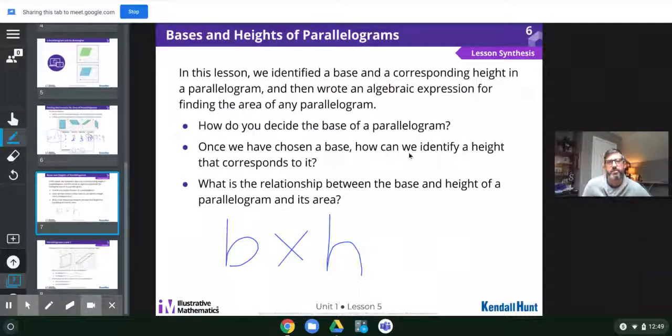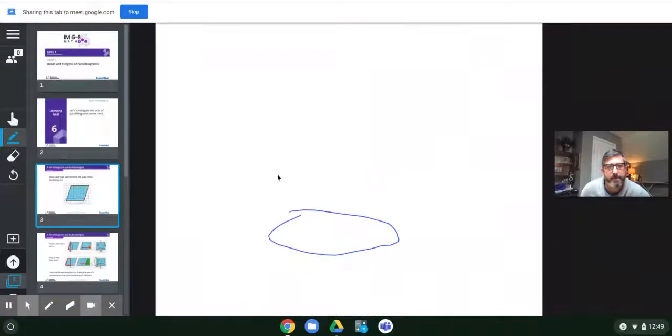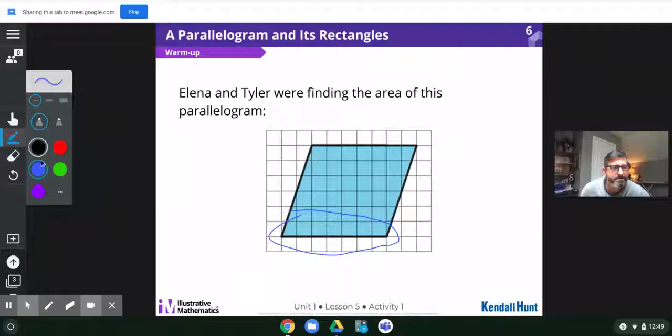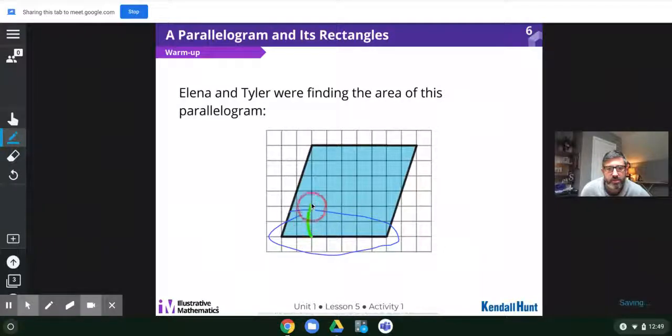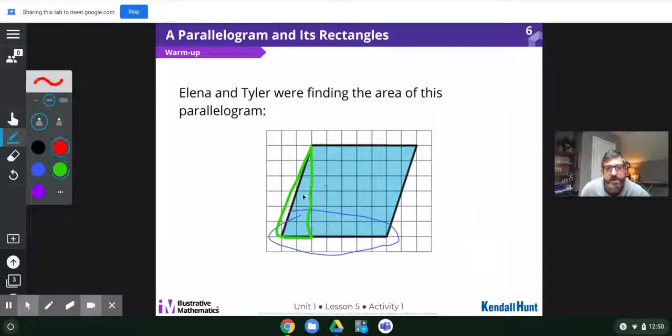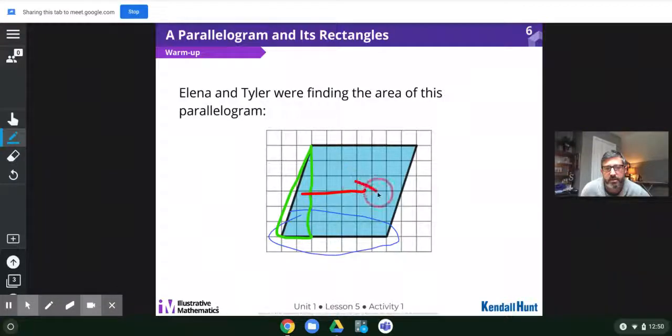So once we've chosen a base, how can we identify a height that corresponds to it? Well, let's go back. So what did we talk about? Once we find the base, then we can cut a vertical line segment at a 90-degree angle to make a new shape, and then we just move that shape or rearrange it to make that rectangle.